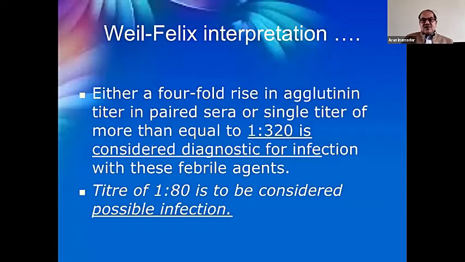And then always we do a Weil-Felix test, just added for interpretation: either a four-fold rise in agglutinin titer in the paired sera or a single titer of more than or equal to 1 in 320 is considered diagnostic for infection with these febrile agents. And then a titer of 1 in 80 is to be considered possible infection. This is just to add to the knowledge. Of course, nowadays the other tests are also being done.